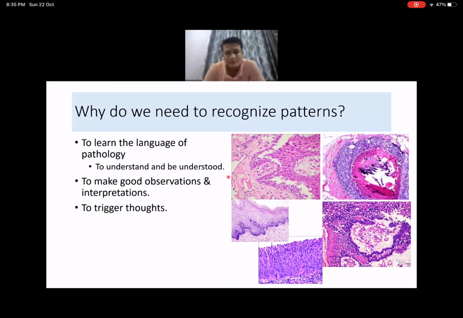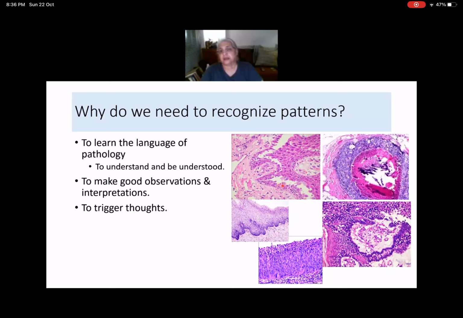See, I've got some patterns over here. Okay, what pattern is this? You've seen it before. Comedo, ma'am. Comedo. The moment you say comedo and you say that it's a carcinoma, you know that you're dealing with a breast carcinoma.